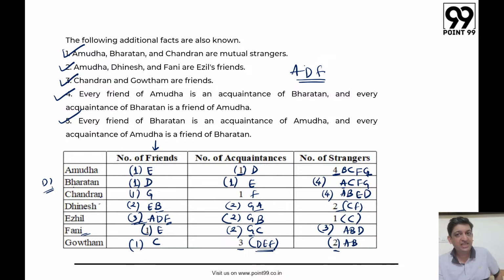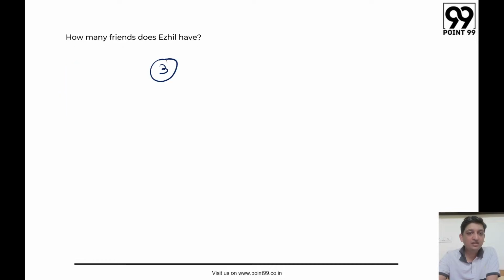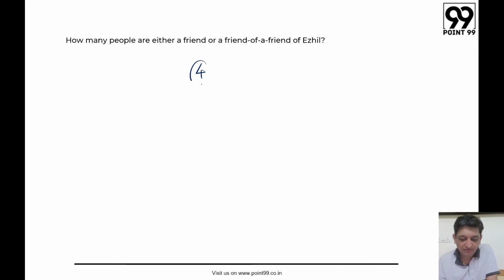D के friend list में E है और B है. So by association, B will also be a friend of Eril. And F के केस में सिर्फ एक ही friend है, E. So friends are A, D, F, and friend of a friend के list में सिर्फ B आता है. So there are 4 people who are either a friend or a friend of Eril. Okay, so that was the last question of the second set.